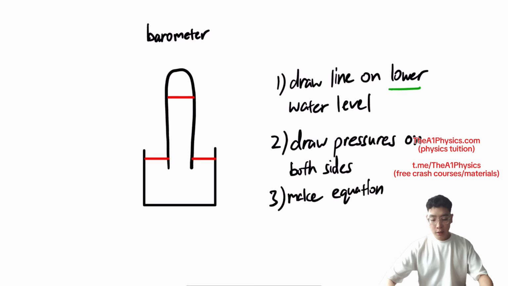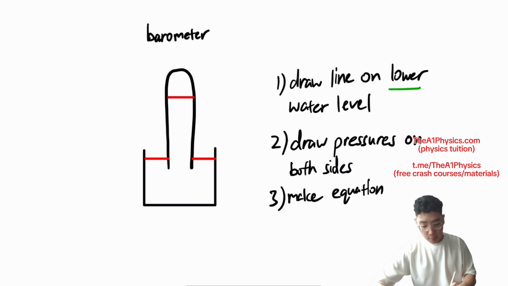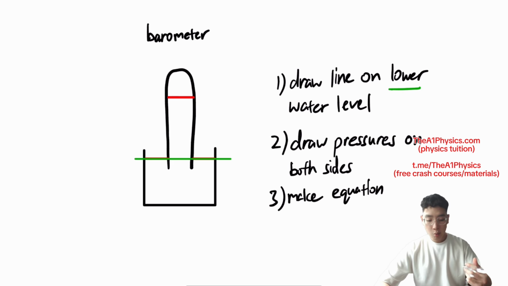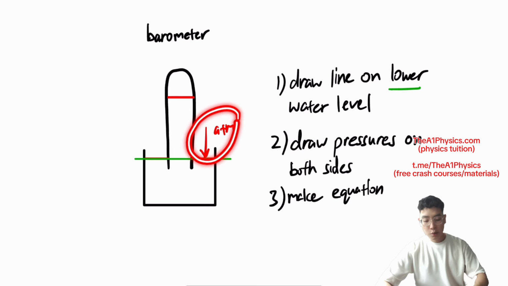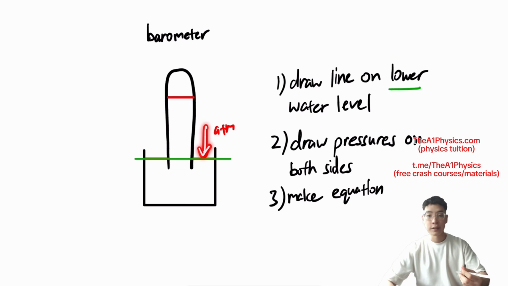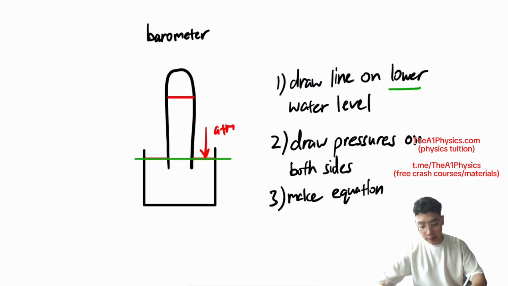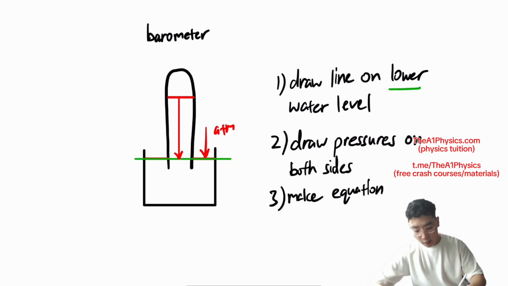Right, so a barometer is really the same idea as a manometer. Step 1 is we want to draw a line on the lower water level like this. Then we want to mark out the pressures on both sides. On the outside of the barometer, there is the atmospheric pressure, trying to push down on the water over here. On the inside of the barometer, assuming that this barometer is made out of mercury, there will be the pressure of the mercury. Pressure of mercury equals rho GH.